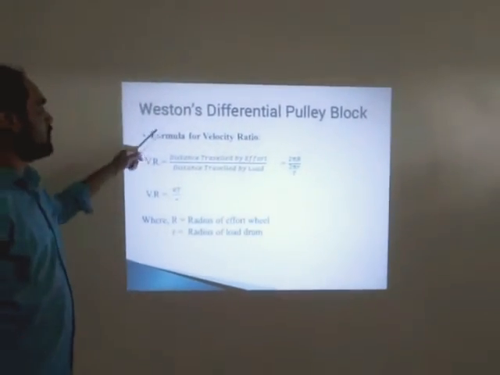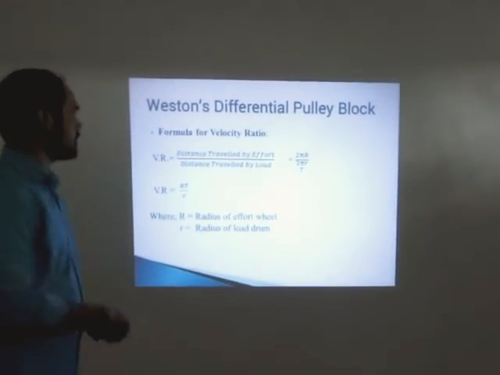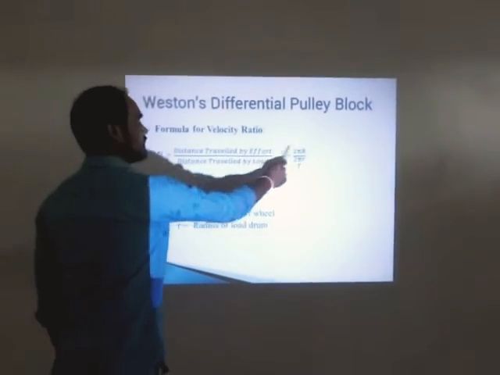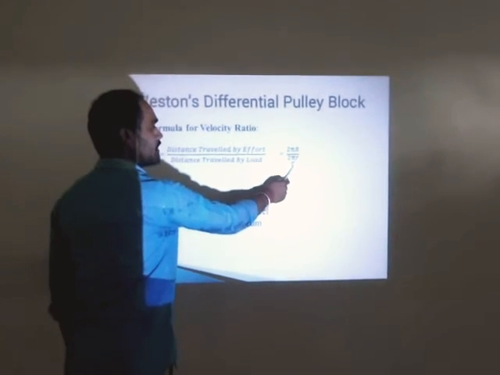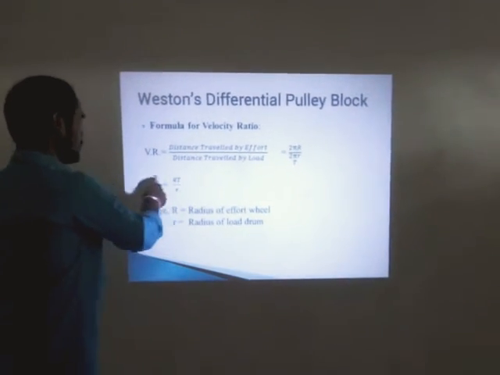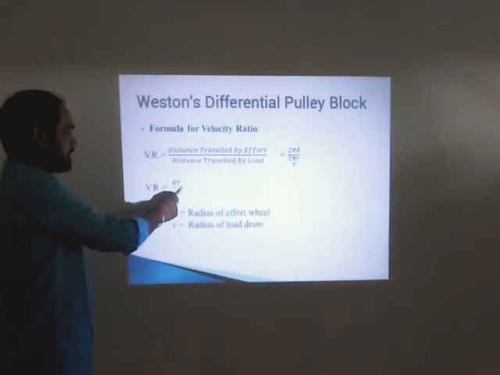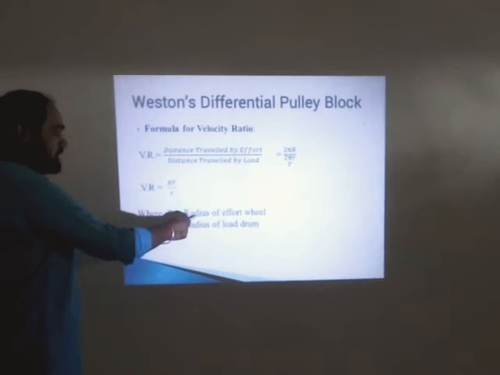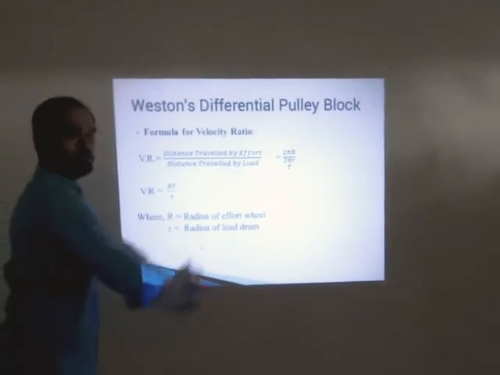For the velocity ratio of the Weston differential pulley block, the distance traveled by effort is 2 pi R, and the distance traveled by load is calculated as 2 pi (R minus r) divided by 2. Then we get the final formula: velocity ratio is equal to 2R divided by (R minus r), where R is the radius of the effort wheel and small r is the radius of the load drum.